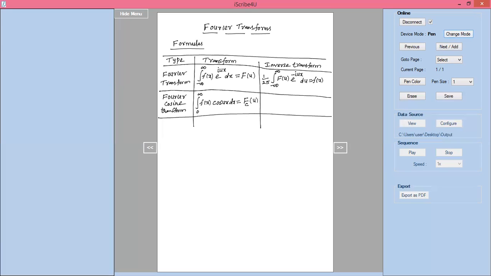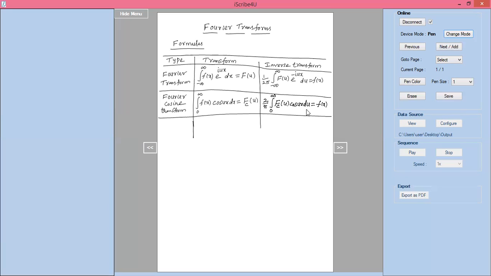Next, the inverse. What is that inverse formula? The inverse formula is 2 by pi into integration of 0 to infinity Fc of u into cos ux into du. This I'll write as f of x. Here Fc of u is what we found earlier, and that Fc of u we will use.